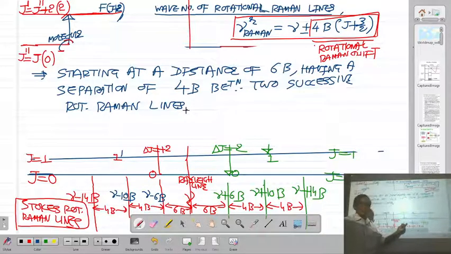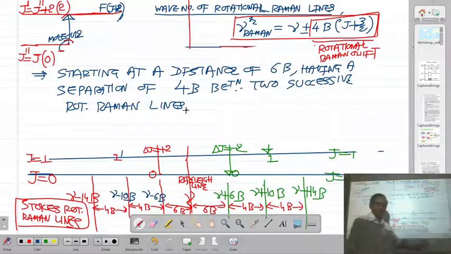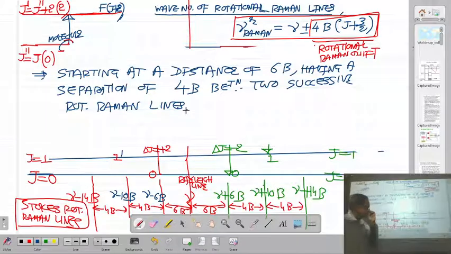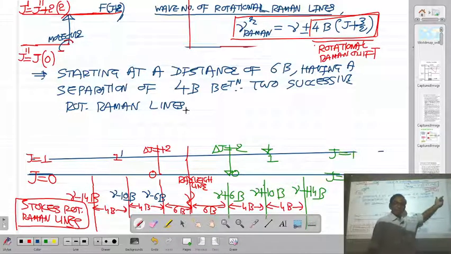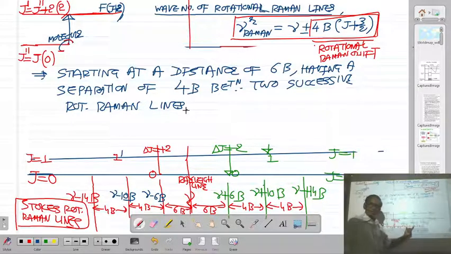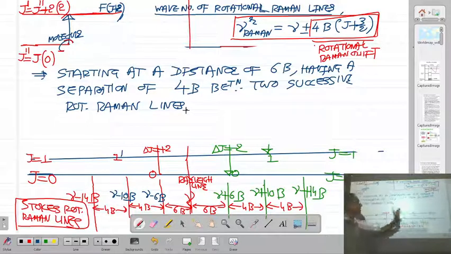You can see from the diagram that the wave number of the first anti-Stokes rotational line is mu plus 6b, the wave number of the second rotational line is mu plus 10b, the wave number of the third anti-Stokes rotational line is mu plus 14b. Similarly on this side, the wave number of the first Stokes line is mu minus 6b, second Stokes line is mu minus 10b, mu minus 14b. So the first separation is 6b. So starting at a distance of 6b, the separation between successive rotational lines is constant, that is 4b.